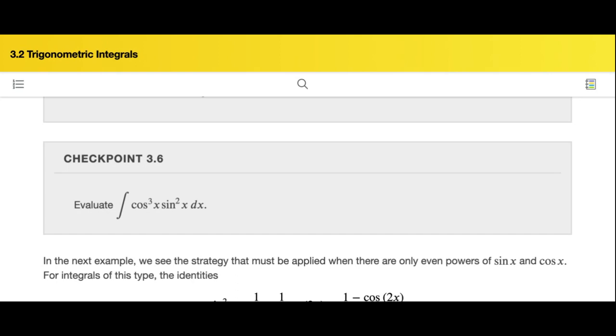Okay, let's see. 1/3 of sine cube x plus 1/5 sine raised by 5x plus a number. Do we get negative? Wait, we should have a minus in it, right? We should have minus because we will get 1 minus sine square. So we should get sine square minus sine to the fourth power. So I would agree with 1/3 of sine cube x minus 1/5 sine raised by 5.